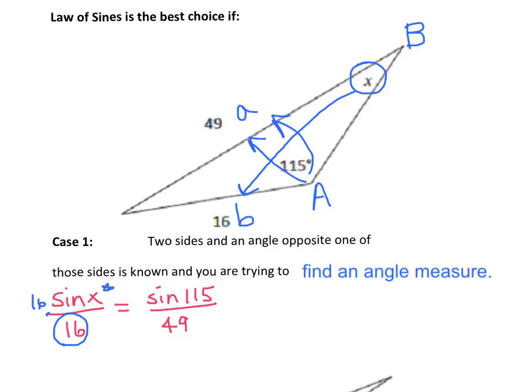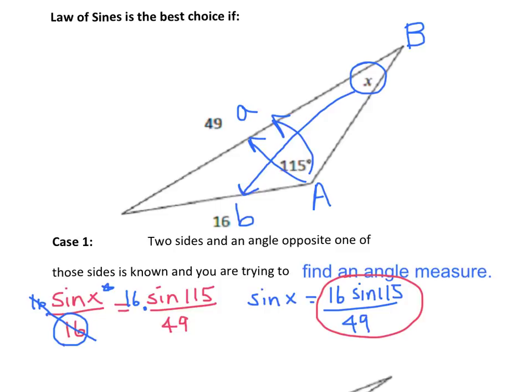If I multiply this side by 16, that 16 and that 16 will cancel. So 16 will not be a part of that side. And then I'm going to multiply this side by 16. So basically what I have now is the sine of x is equal to 16 times the sine of 115 divided by 49. This entire thing is just a number. So I'm going to get my calculator out, type 16 sine 115 in. I'm going to hit enter. Then I'm going to divide by 49 and hit enter.